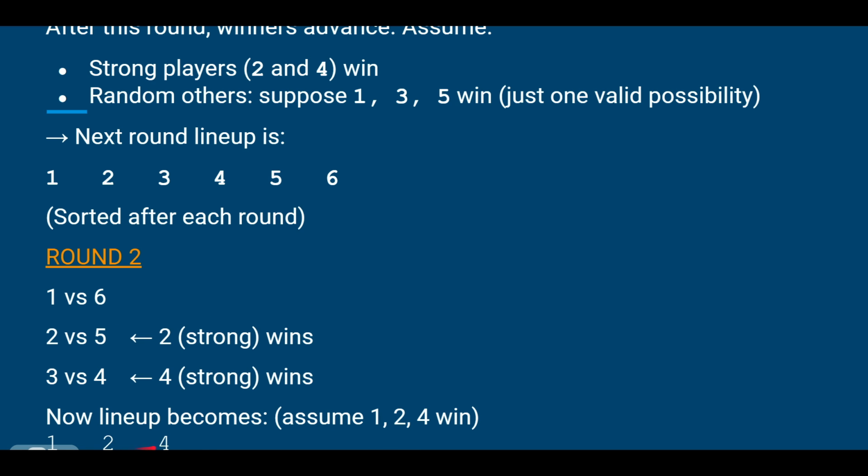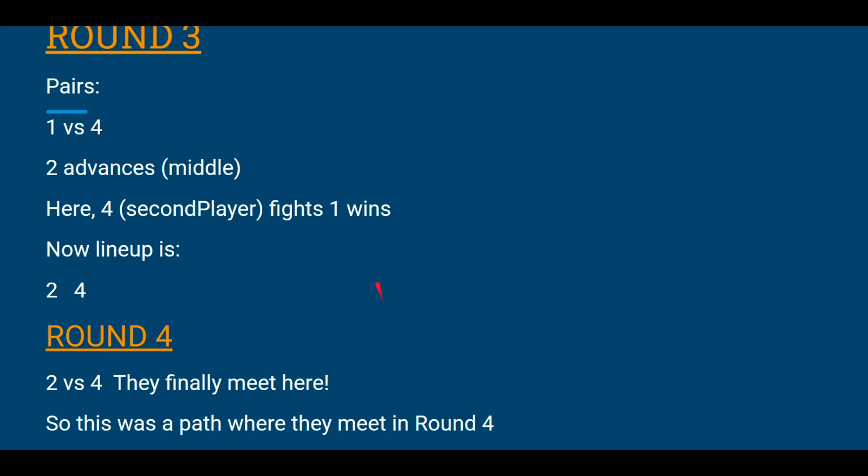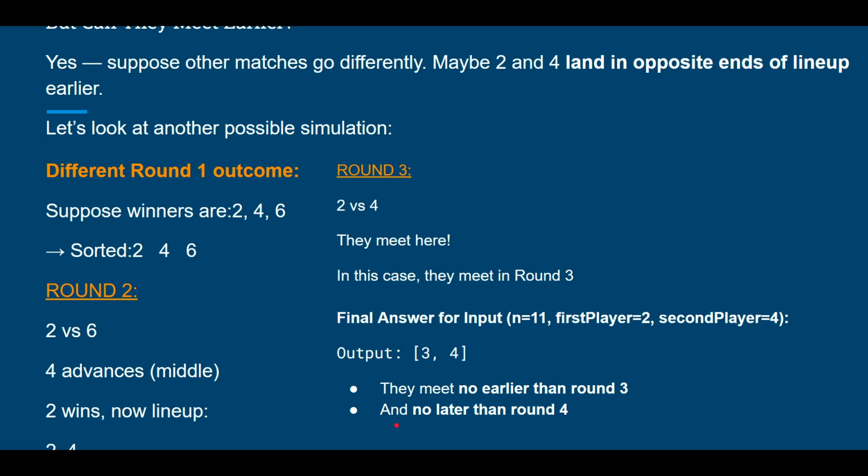So what will the next lineup become? 1 2 4. Okay, when the next round happens, right? So we'll go with 1 and 4. 2 will advance because this is the middle one, right? So here 4 will win, we know that, right? And that is the win, right? So if we do the round up, we'll say 2 and 4, and this is round 3. So we'll put into the array that 3 we have a win, right? In the next round we have 2 and 4, so they finally meet each other, right? So in this path they meet in round 4, means 3 and 4, that we can say, right? But they can meet earlier. Can they meet earlier? Yes, right? Suppose other matches go differently.